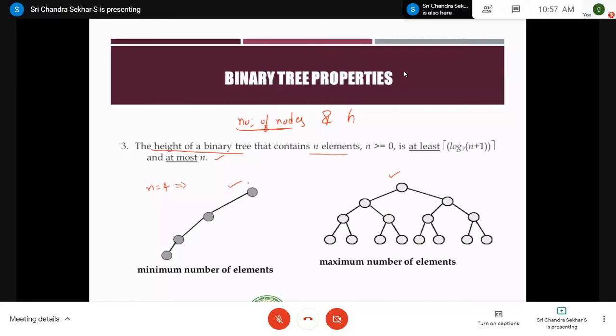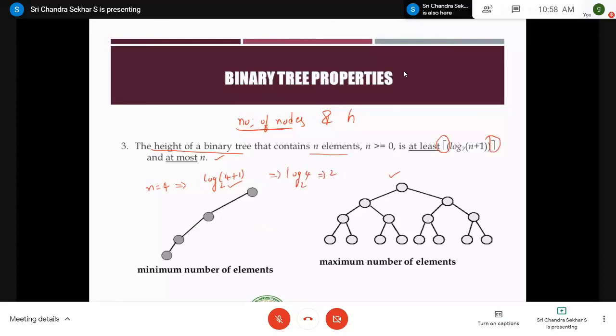Right, what can be the minimum height? That is ceiling of log n plus 1 base 2, that is log 4 plus 1 base 2. And you can observe that there is a ceiling factor here, right? Ceiling means we have to take the upper value, upper level, right? So we know log 4 base 2 is nothing but 2.